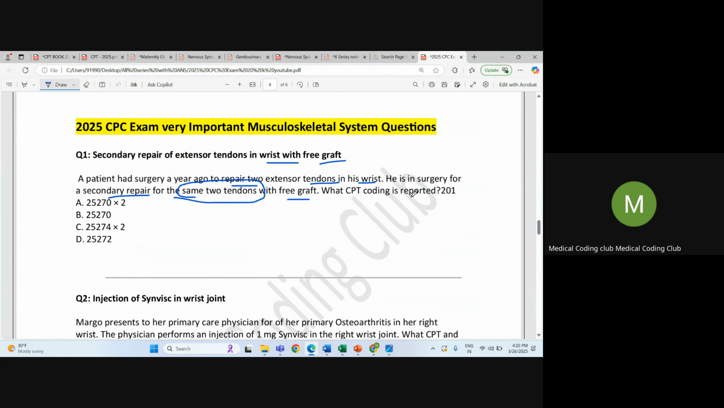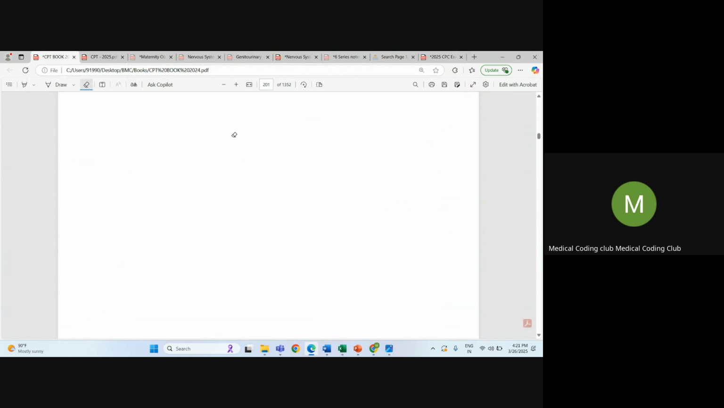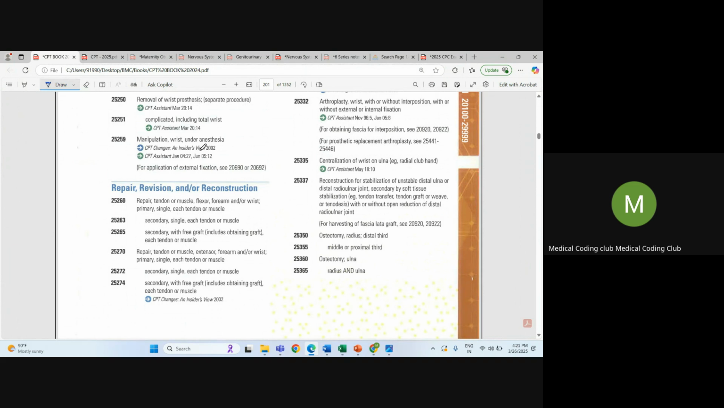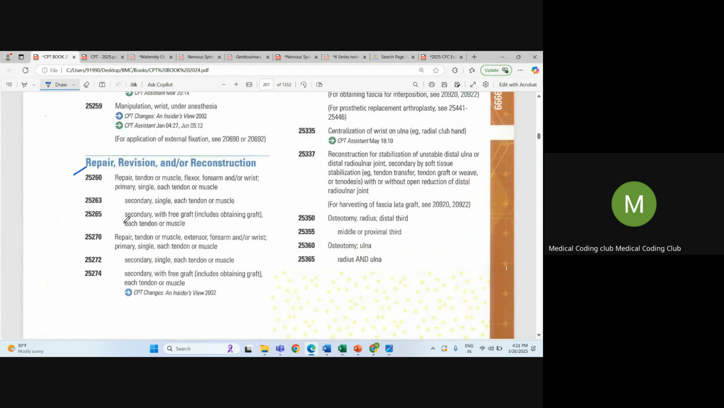Yesterday I discussed that when you get a procedure regarding tendon, we have to check whether they are performing a primary procedure or a secondary procedure, and also whether they are doing an extensor procedure or a flexor procedure. In this question they are doing extensor, so you can check the CPT codes and the options. Under revision, repair, and reconstruction, you see 25260, 25263, 25265, and 25270 and 72. We are not discussing a flexor procedure, so you can ignore those CPT codes. We are discussing an extensor procedure, extensor forearm and wrist, which is a primary procedure.